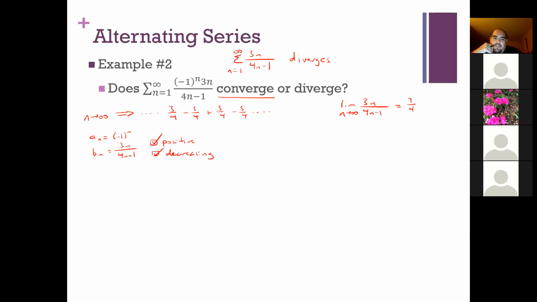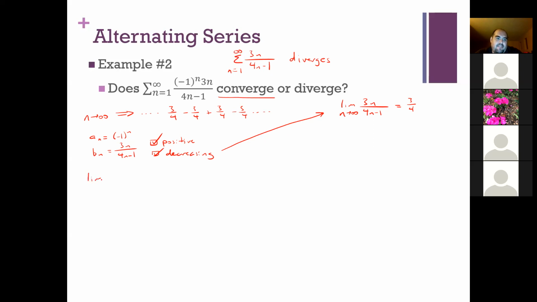And for some value of n early on, for every n after that, it's going to be decreasing. So I can use the alternating series test. And we already did it, where we took the limit of this non-alternating part, and it's equal to 3/4. So that means that, really, if you think about it, I don't even need the alternating series test to bail me out here.